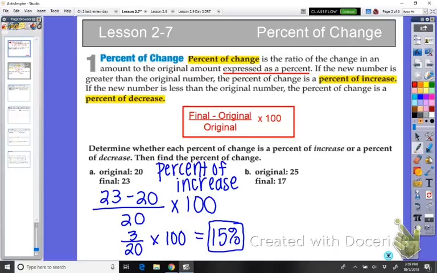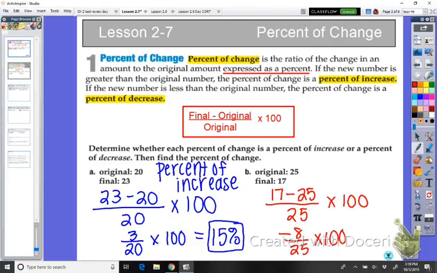The second example: if I take my final amount of 17 and subtract the original of 25 and put it all over the 25, multiply by 100, you get negative 8 over 25 times 100, and you're going to get a negative number, which means it's a decrease, but we write our percent as a whole number. So it's a 32% decrease.